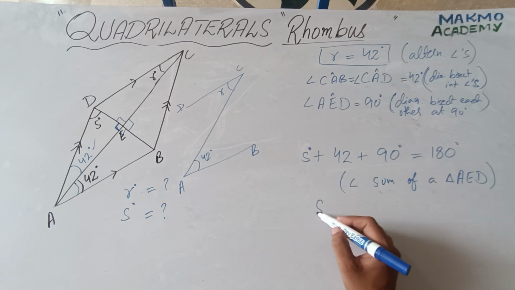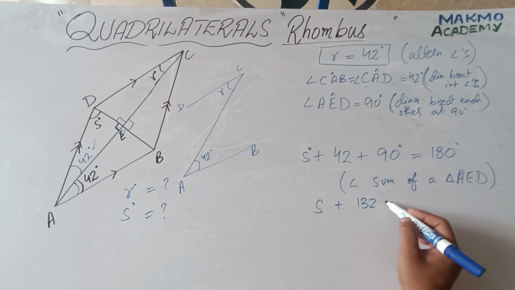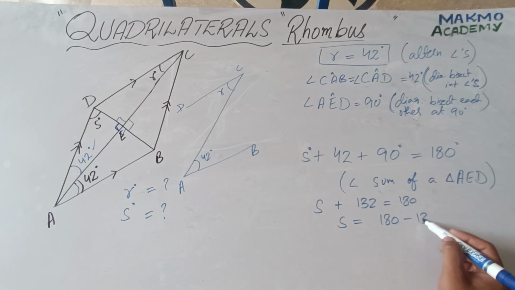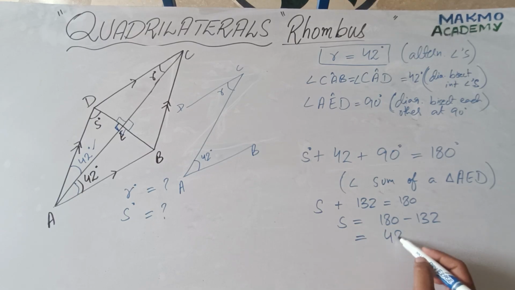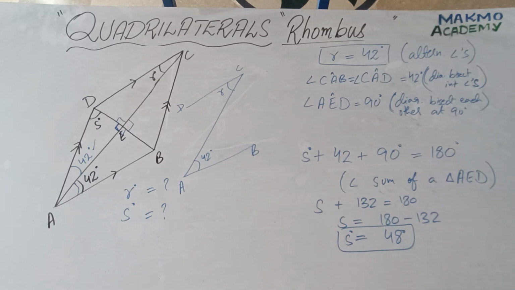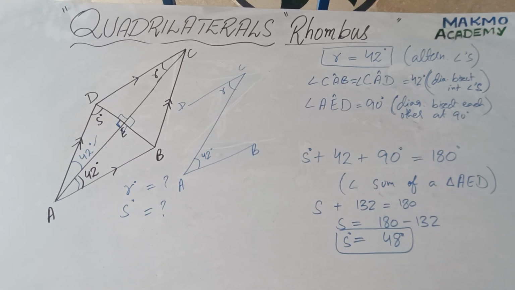Now let's add them. S plus 132 is equal to 180. S is equal to 180 minus 132. Then the final answer would be 48 degrees. So this is how we can find out the size of unknown angle by using all those properties of angles, parallel lines and a transversal, and all those properties of interior angles of quadrilaterals. We have discussed each and every single thing in very much detail and from different perspectives.